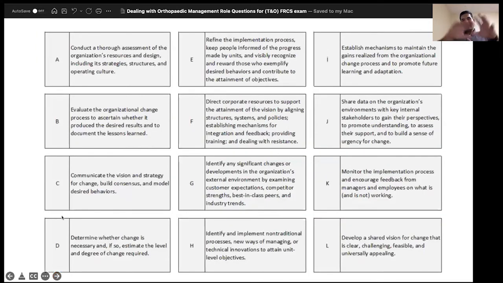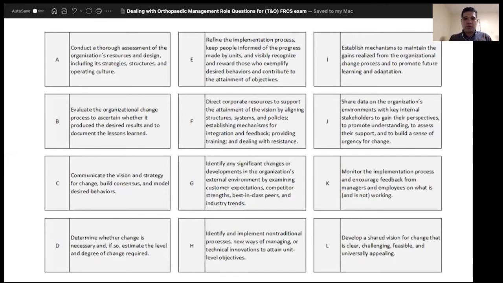And this is the whole steps in more detail, but I want you to start answering any questions about any management rule about the target, because if there is not enough time, at least, what is your aim? So I aim to develop a shared vision for a change that is clear, challenging, feasible, and universally appealing. That is how to start your answering for any questions in management, with this sentence.